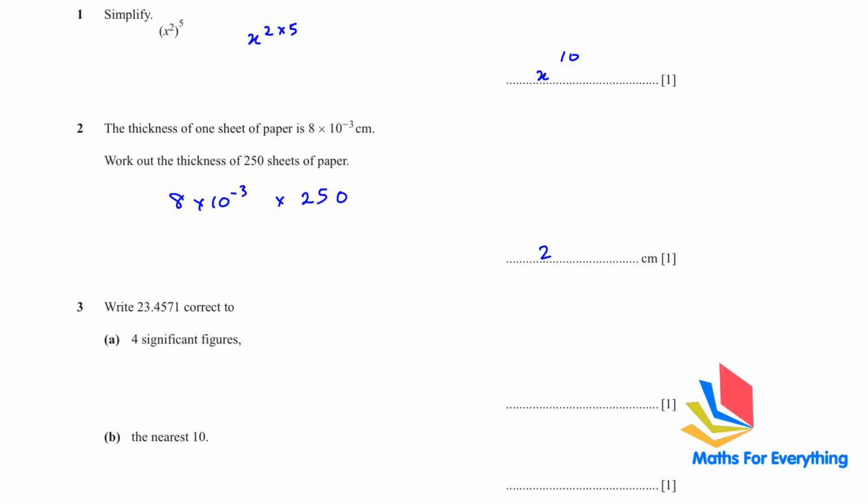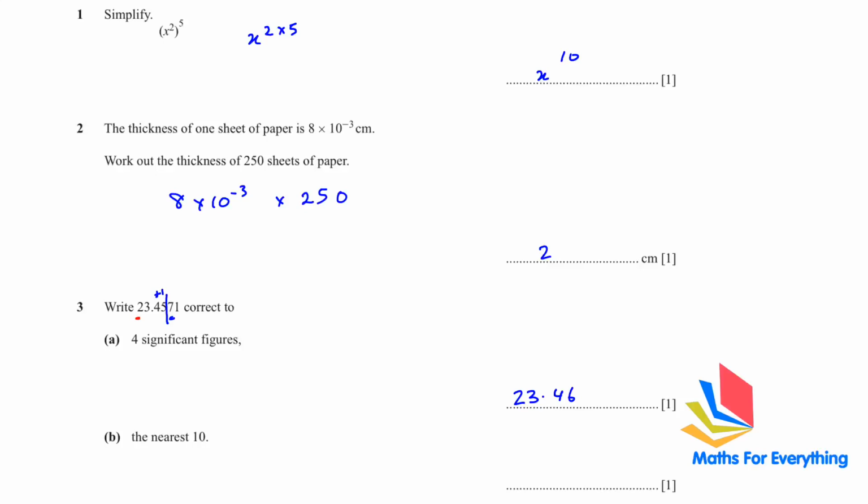2. Next, write 23.4571 correct to 4 significant figures. So let's count the numbers. 1, 2, 3, 4. That's here. Look at the number after 4. If it is 5 or more, then we add 1 to the previous number. 23.46 to the nearest 10.